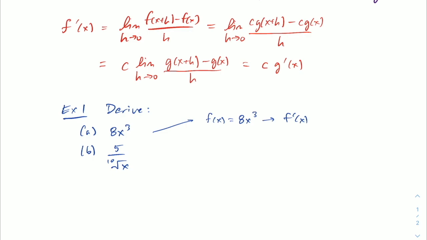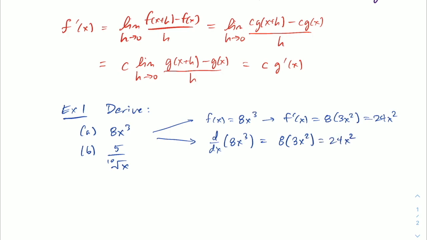So the 8 is a coefficient, it gets ignored. We take the derivative of x cubed, we get 3x squared, and then we multiply the 8 and the 3 and we get 24x squared. Another way of thinking about the derivative is it's an operator. Leibniz notation is good here. We're thinking of taking the derivative of 8x cubed. Again, the 8 is a coefficient, so it gets ignored. We take the derivative of x cubed, we get 3x squared, which results in 24x squared.